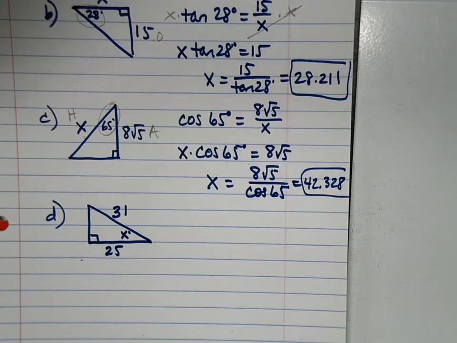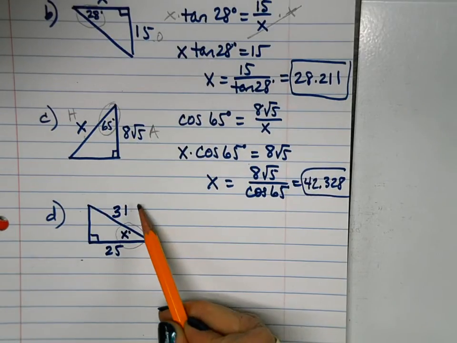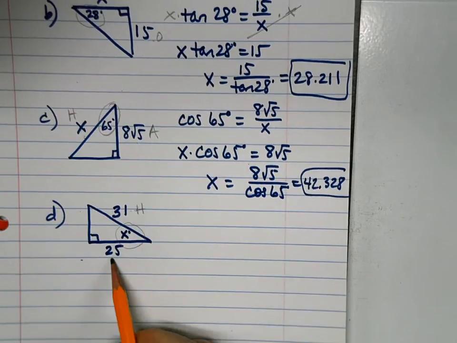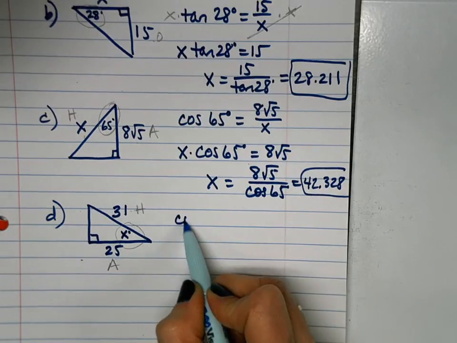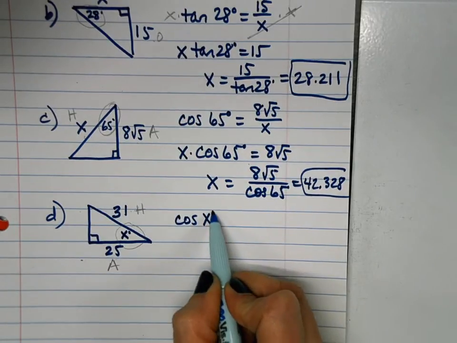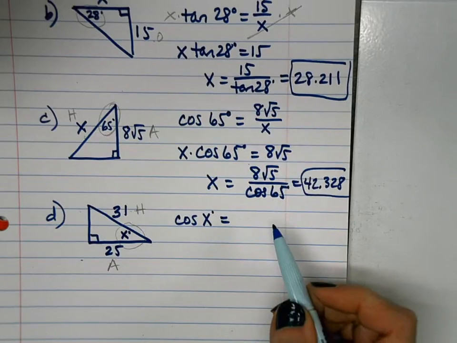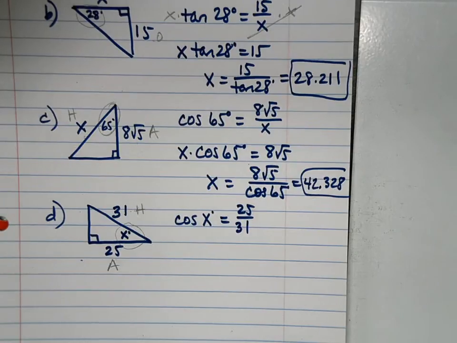I would still start the same way. I'd set it up the exact same way as what we were doing. I'd look at this angle and I'd look at what the 25 and the 31 are. Obviously, what's the 31? That's the hypotenuse, that's the h. What's the 25? That's the adjacent. So that's still which trig function? Cosine. So again, you say the cosine of the angle is equal to, how would it go? 25 over 31.